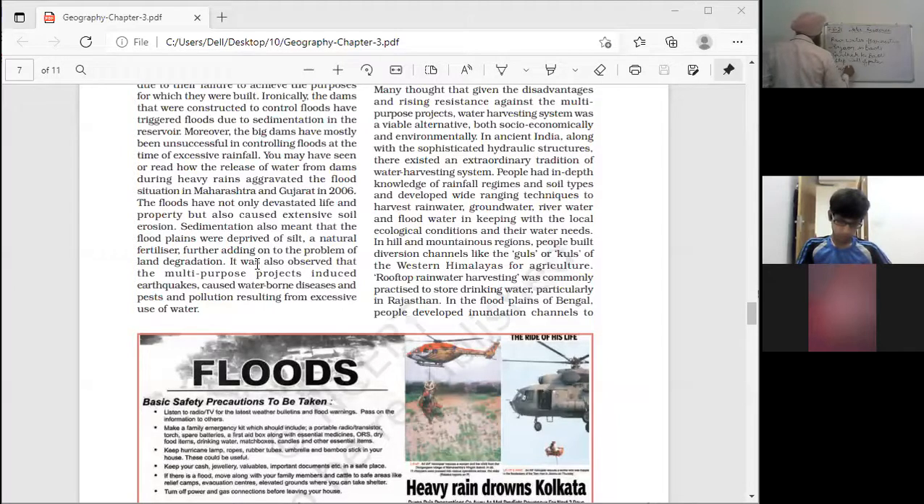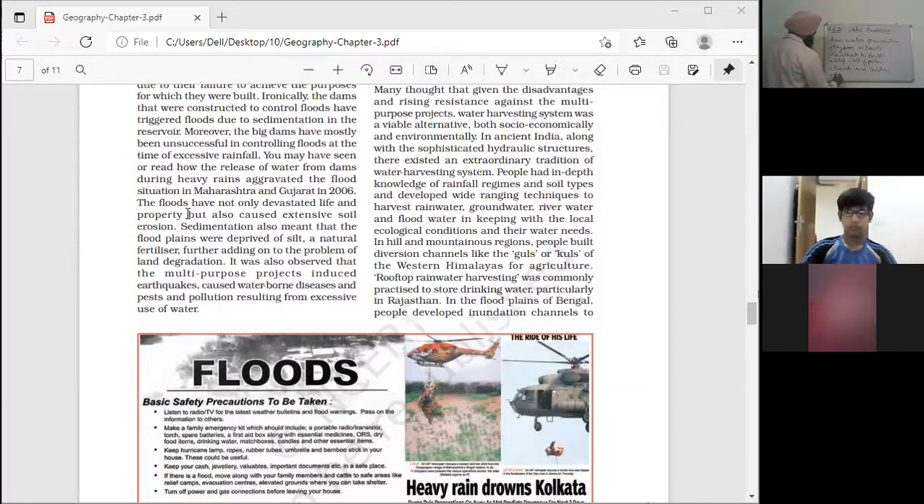Kunds, K-U-N-D-S, and tankas, T-A-N-K-A-S. Kunds and tankas in forts and houses of Rajasthan. In parts of Rajasthan and Madhya Pradesh, such kunds and tankas were built for the conservation of rainwater. Fifth one is Hauz Khas.